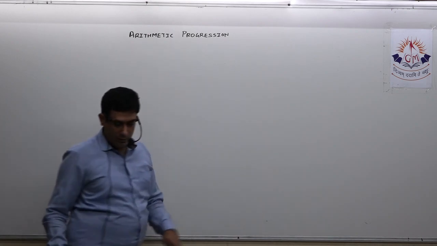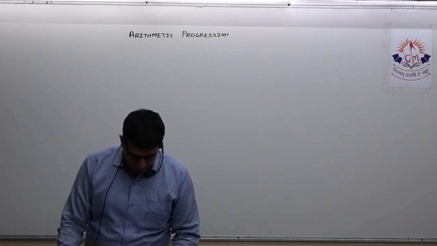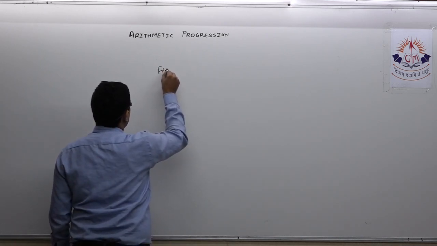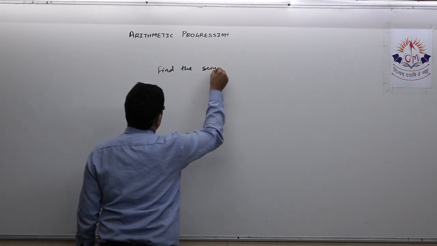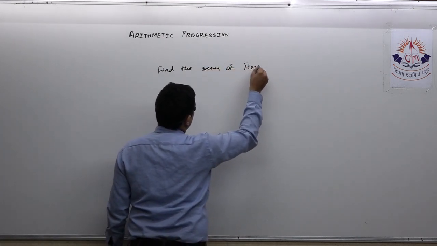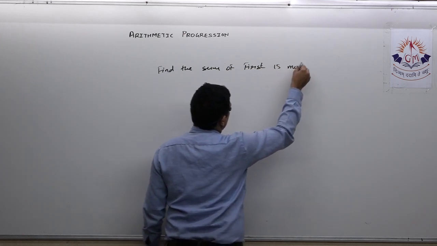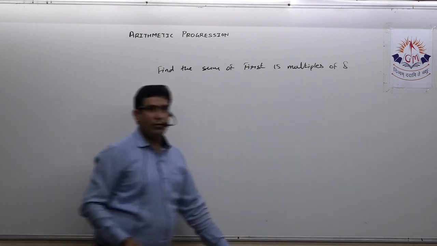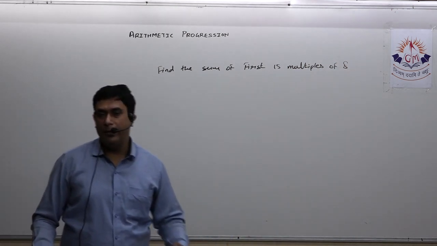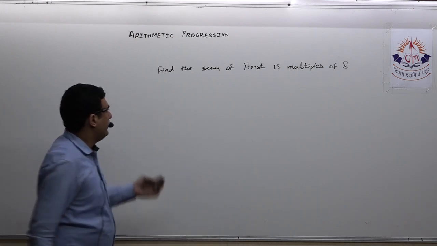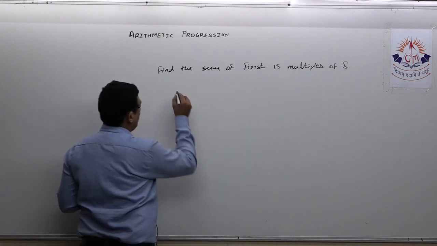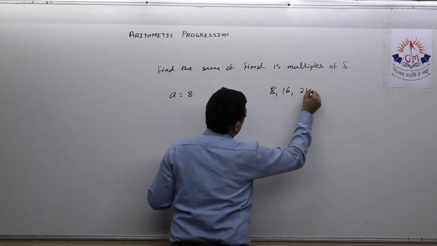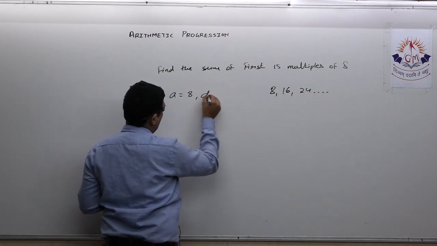Now next is, find the sum of first 15 multiples of 8. It is almost similar to the question of how many multiples of 8 are there. So first 15 multiples of 8. See, it goes like this: 8, 16, 24, and so on. So a is 8, d is 8.